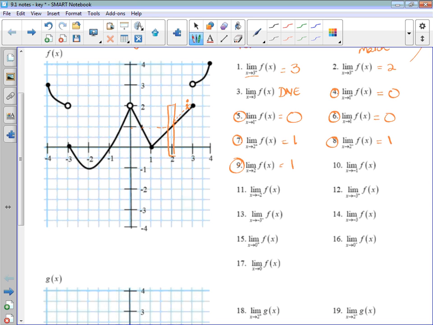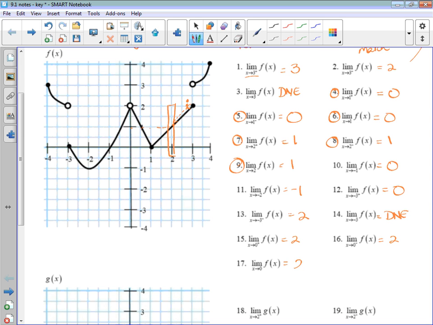Are we through them? Not quite. All right, guys. Number 10, what'd you get? 0. Number 11, what did you get? -1. Number 12, what did you get? Number 13. 2. Number 14. Okay. 15. 2. 16. 2.